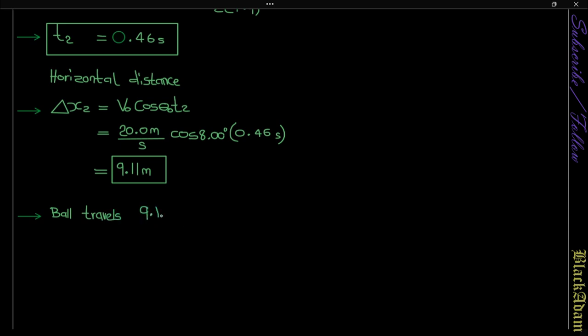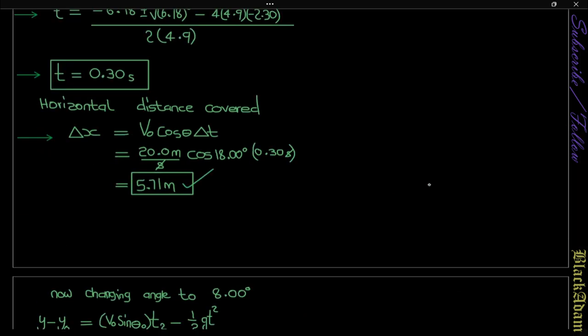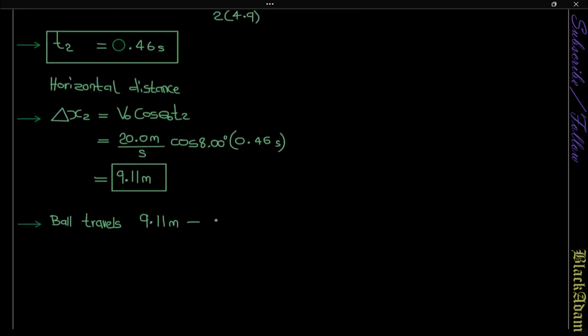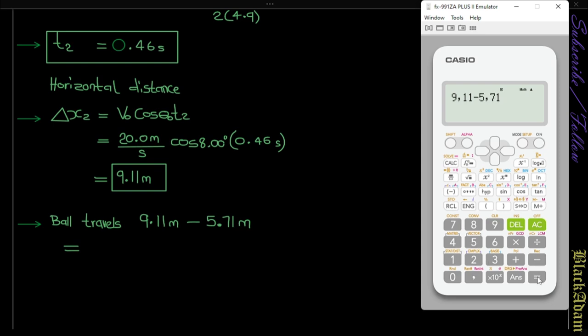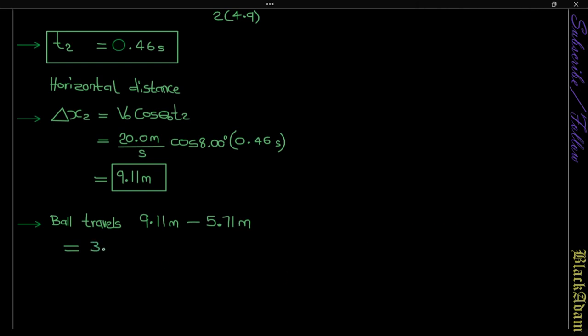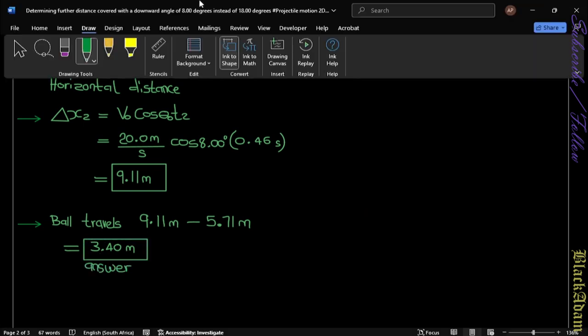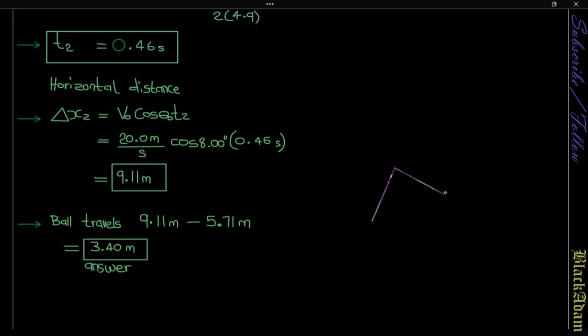And then the ball travels 9.11 meters minus 5.71, and that gives us 3.40 meters. So that's the difference, and that's our final answer. Our final answer is 3.40 meters.